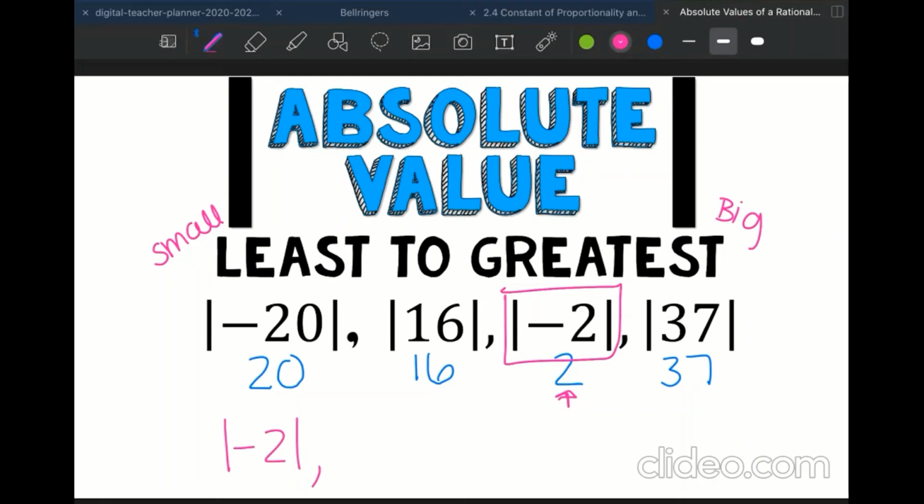What is next? So that's over with. I don't need that anymore. What is my second smallest number? Carson. 16, which if I rewrote that would be the absolute value of 16. Done with that. What is my third smallest? My third smallest. Maddie.